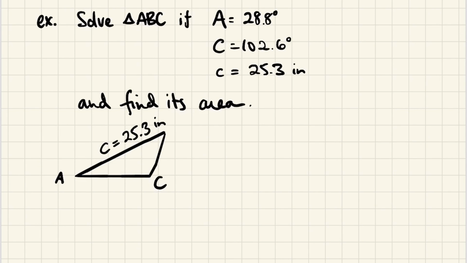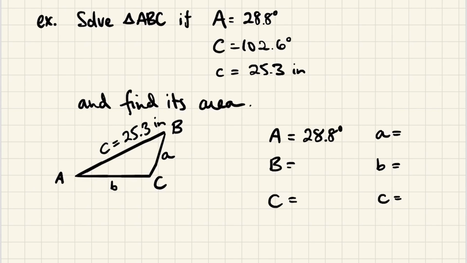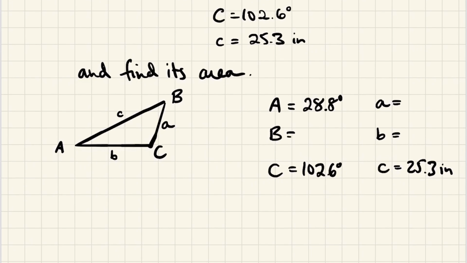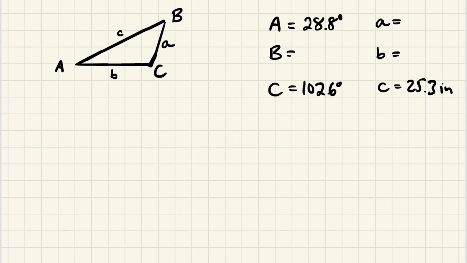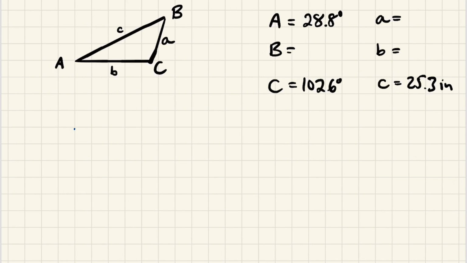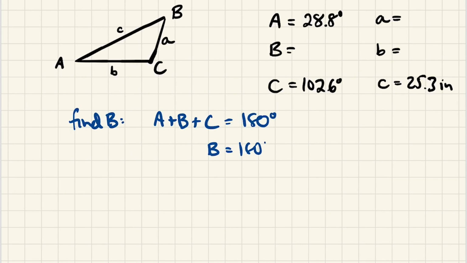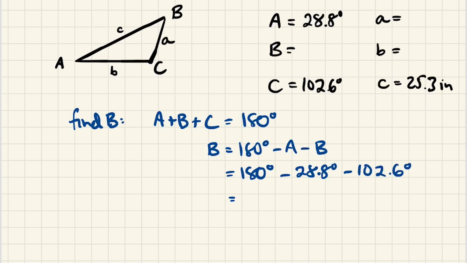Okay, and now we'll just label the rest of our triangle and see what we're missing. Now, the easiest thing to find here is that missing angle capital B. So let's go for that right now. So I get 48.6 degrees for capital B. All right, now we're going to use the law of sines to find little a.